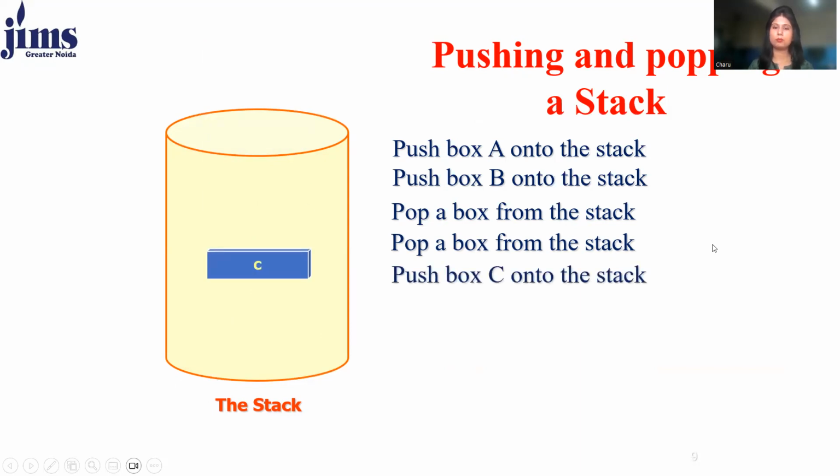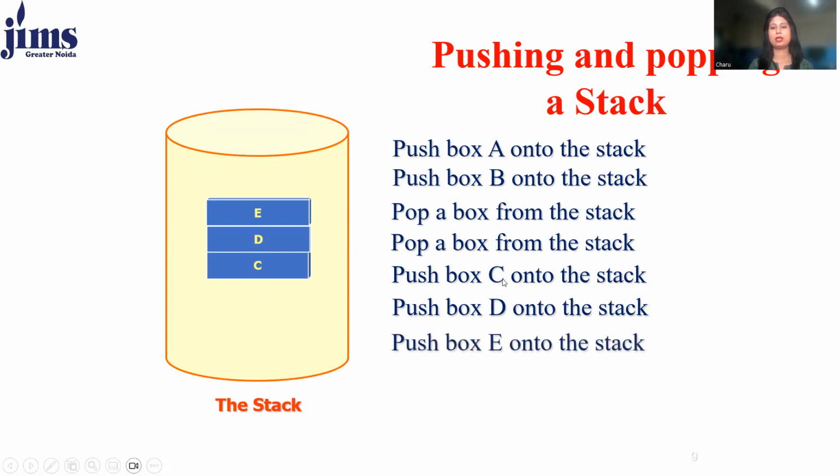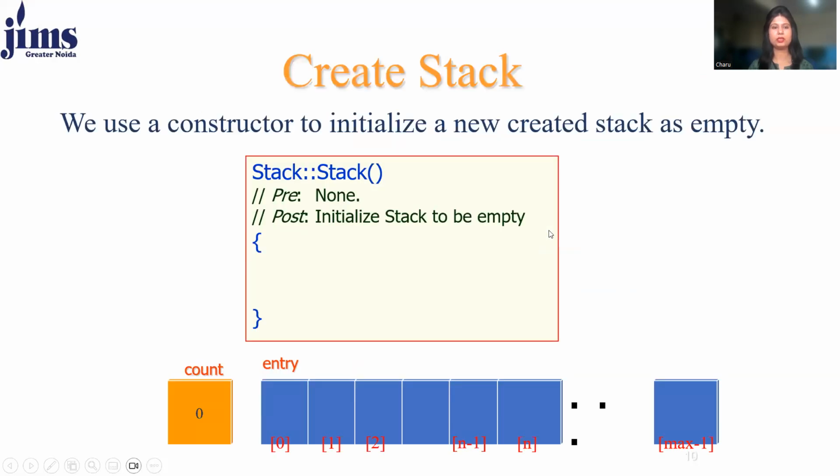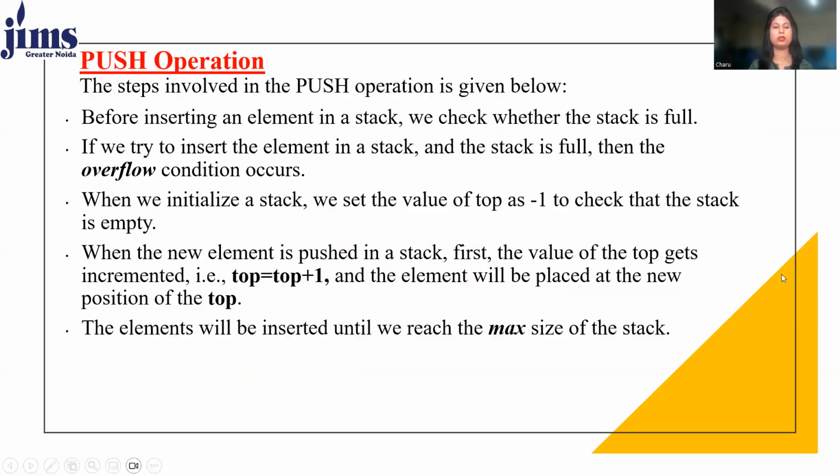And if we want to push a box C onto the stack, it will be inserted in the stack. And if we want to push box D, it will also be inserted on top of C. Again, if we want to push another box E, then it will be inserted into the stack and mounted on top of D. Here we can use a constructor to initialize and create a stack as empty. We can use this type of notation to create an empty stack.